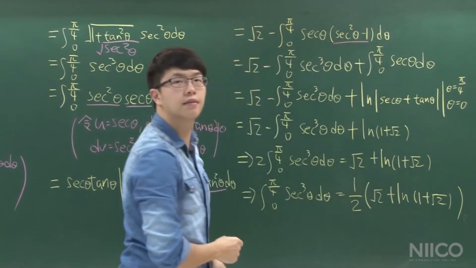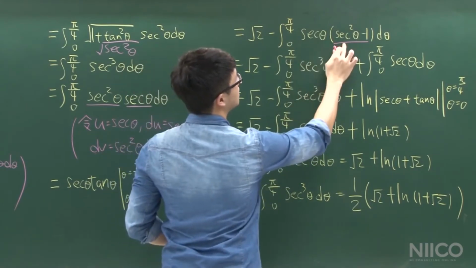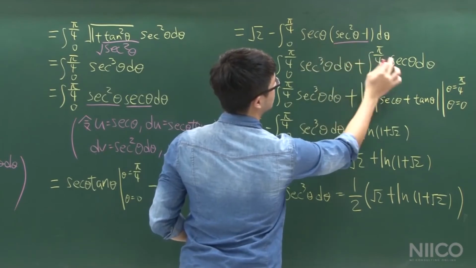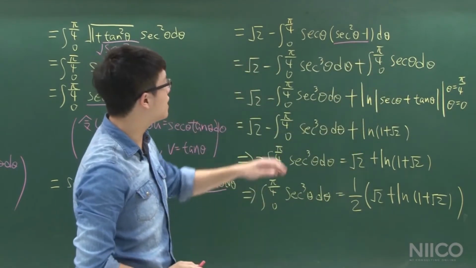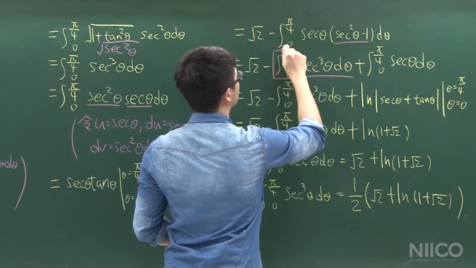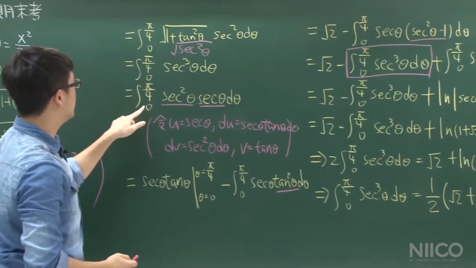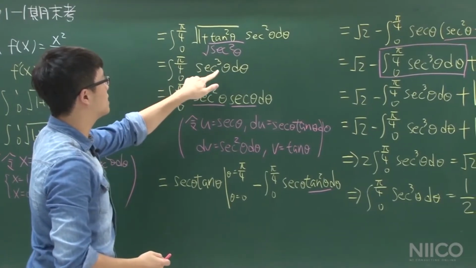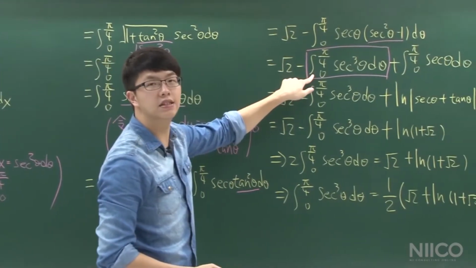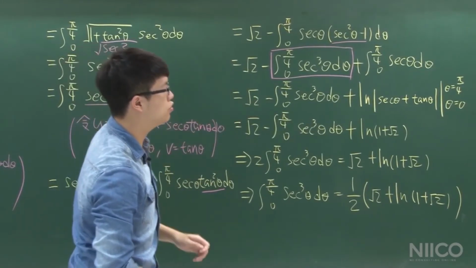Now notice that we can substitute tangent squared theta with secant squared theta minus 1. That is what we're going to do right here. As a result, we will get this formula. The first term, square root of 2, is just secant theta tangent theta evaluated from 0 to pi over 4. We can expand the second term of this integral so it becomes two terms. The first term is the integral of secant to the third theta times d theta. The other term would be the integral of secant theta times d theta.